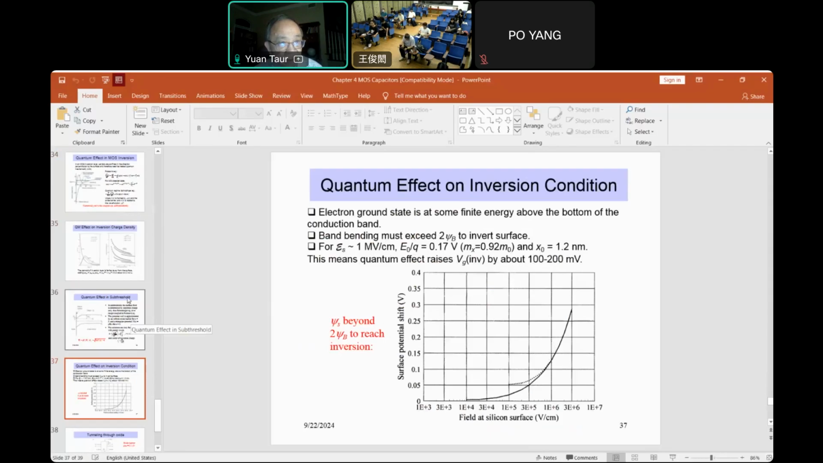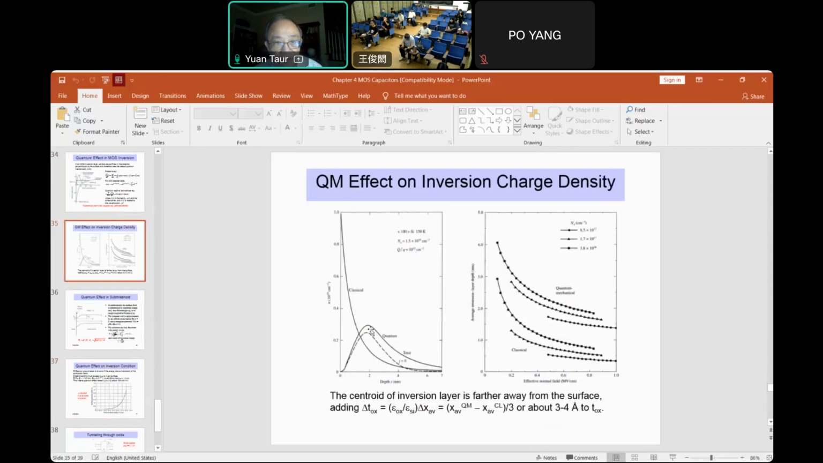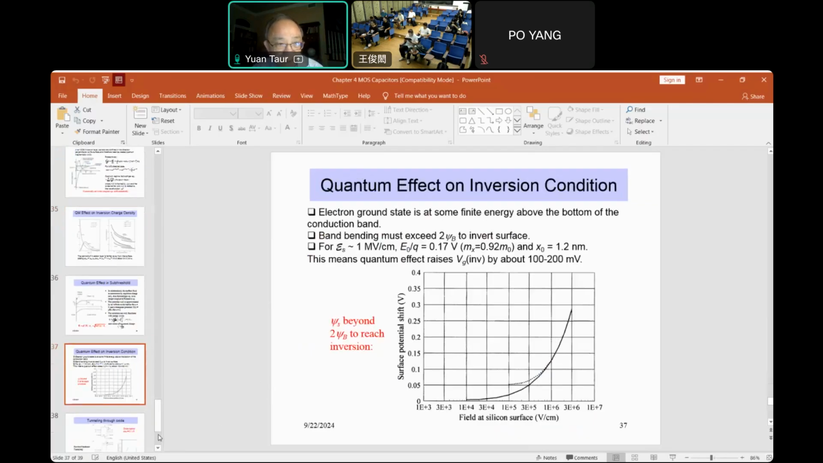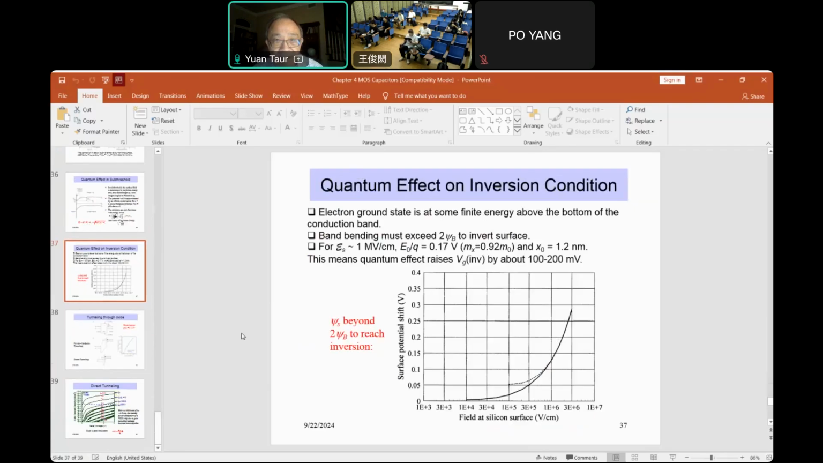Okay? So that basically means that the quantum effect requires you to consider, first, the capacitance is smaller, because the inversion charge is further away from the surface. Second, the threshold voltage is higher because we have to bend by more than 2 psi B to reach the inversion condition. Okay, so these two are the quantum corrections to the MOS gates.